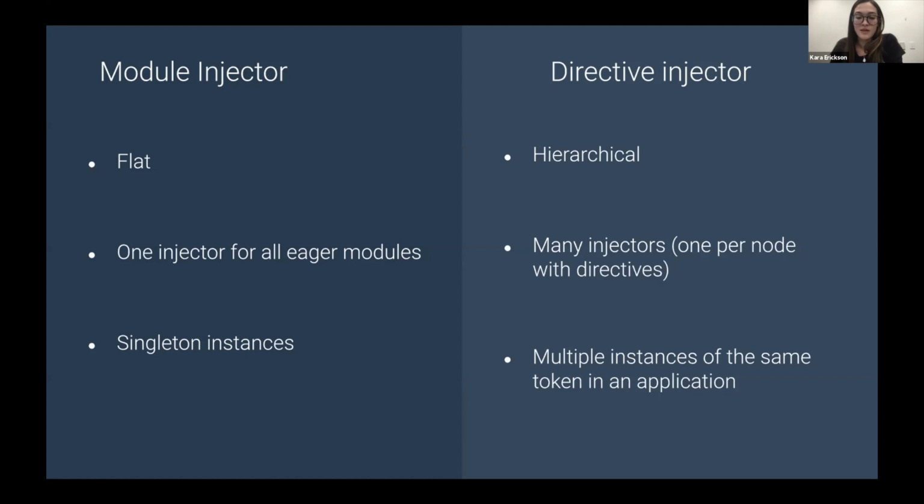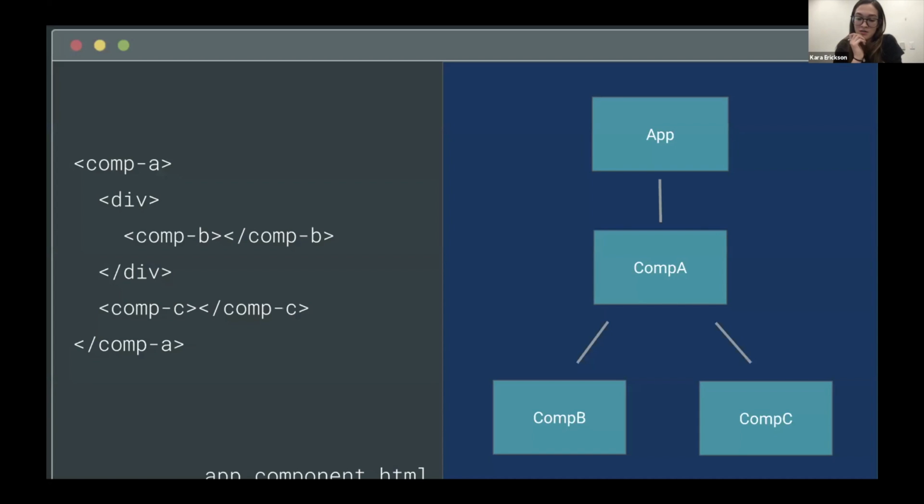And in terms of how this works, the hierarchy. So if you take this example, let's say this is the template for app component, and inside it you have component A is the root component, and then you have component B and component C are the content children of component A. You'd end up with a DI tree like what we see on the right. App would be on the top, component A would be right underneath it since it's the root element, and then you'd see component B and component C at the bottom since they're both content children of component A.